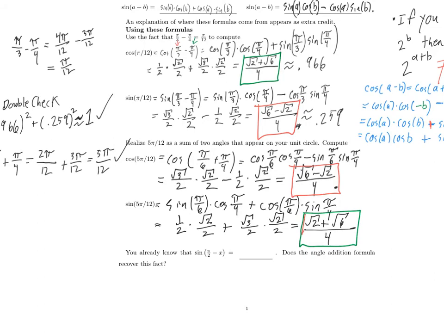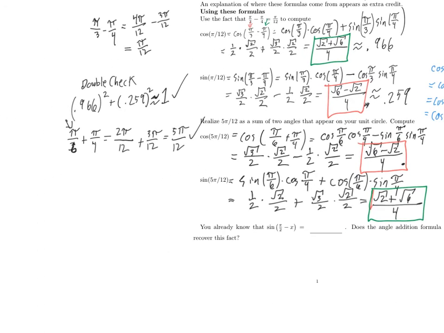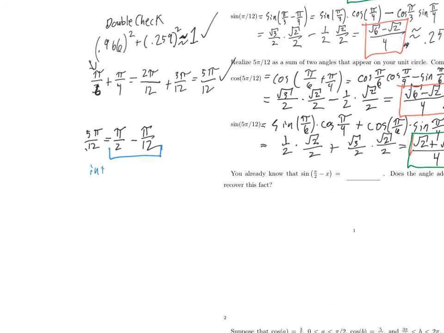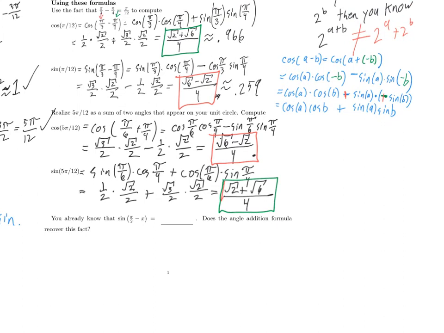Oh, well, here's the reason. What is 5 pi over 12? Well, 5 pi over 12, you could also realize as pi over 2, 6 pi over 12, minus pi over 12. This operation, where you replace an angle by pi over 2 minus that angle, just interchanges two technical words. Swaps cosine with sine. So yeah, you expect the cosine of this angle to be the same as the sine of that angle, and the sine of this angle to be the same as the cosine of that angle, and indeed it was.